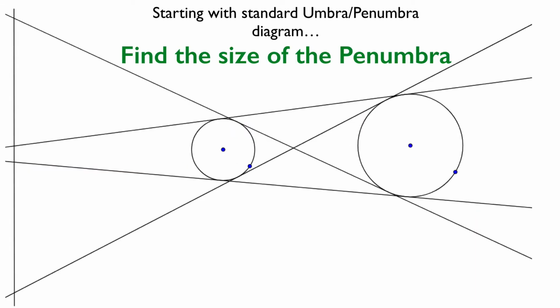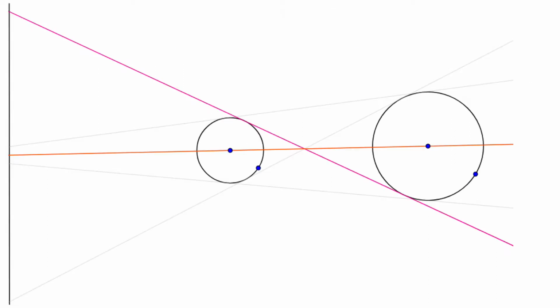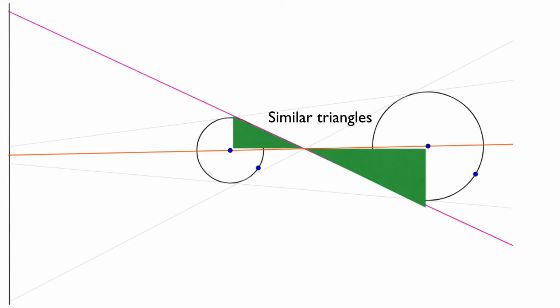Okay, so now we're going to find the size of the penumbra. And again, the penumbra is sort of the gray area where the sun is partially covered by the moon. So now we're going to be focused on, again, drawing a line through the centers of both moon and sun, but then we have this diagonal line, this pink diagonal line. And what can we do with this? Well, we can make similar triangles.